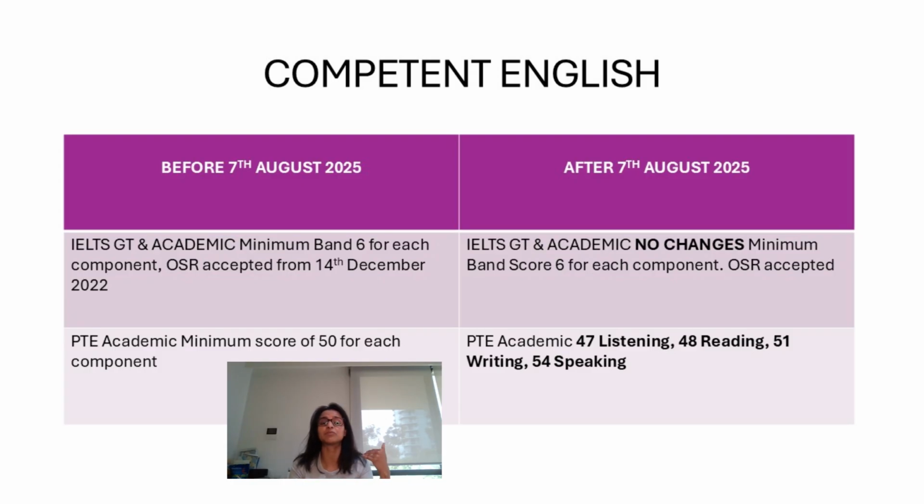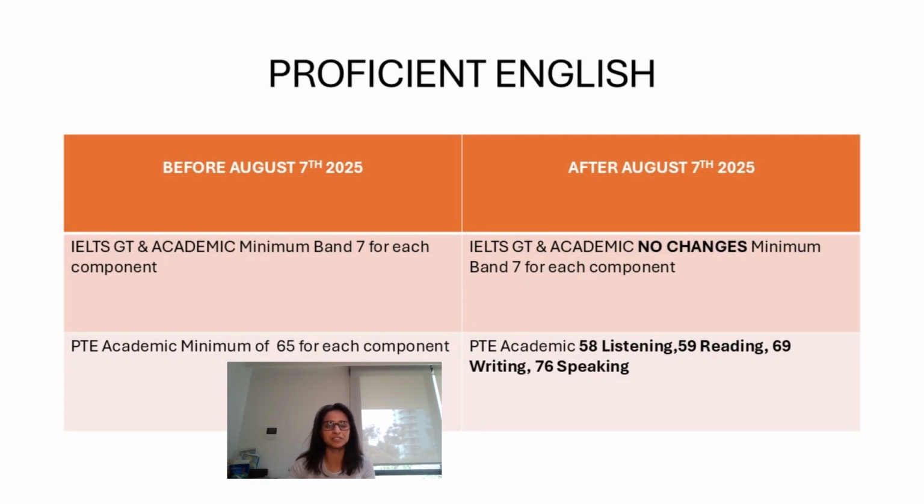The big change came with PTE. Previously, PTE academic minimum score of 50 for each component was required, and now all you need is 47 for listening, 48 for reading, 51 for writing, and 54 for speaking. Again, please note there is no overall score stated by Department of Home Affairs. Okay, you just need to meet these minimums. Let's move on to proficient English.